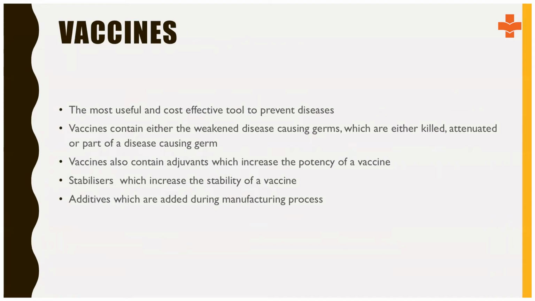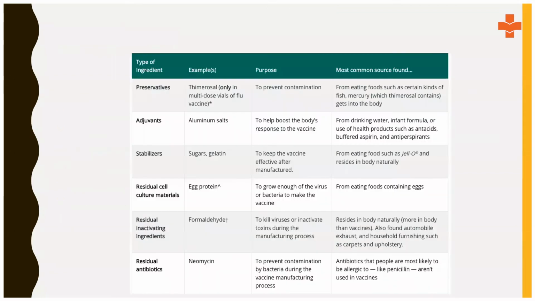The most useful and cost-effective tool to prevent diseases, we all know that, is vaccination. Each vaccine contains either a part of a germ or the whole germ which has been either killed or attenuated. Vaccine not only contains this antigen but also contains adjuvants, stabilizers, and additives. We'll see what the action of each one is.